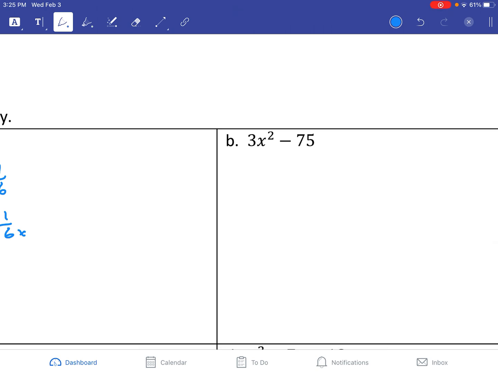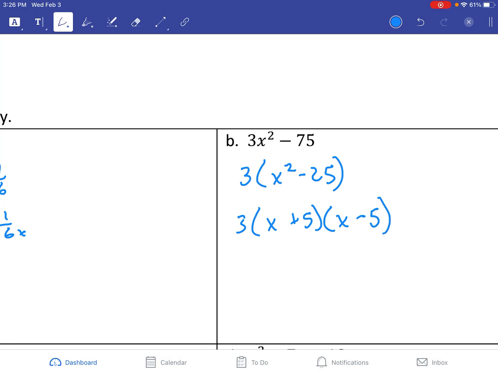Part B. In this case, you have a common term you can take out, the greatest common factor. Between 3 and 75, you can take out a 3. You're left with x squared minus 25. Now, x squared minus 25 is a difference of two squares. I'm going to keep the 3. I have x plus 5 and x minus 5. So 5 times -5 is -25, but 5 minus 5 is 0, which is why there's no middle term for that problem. Okay, and that is completely factored.